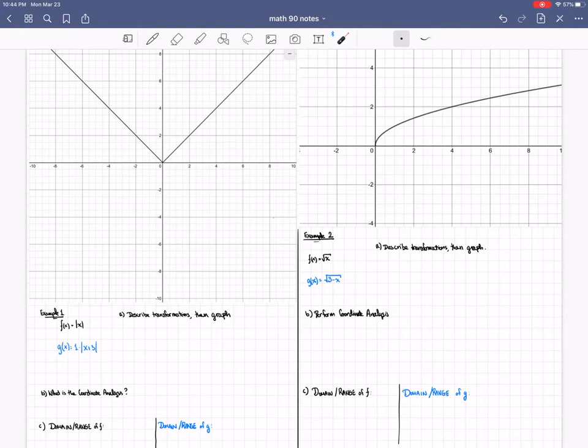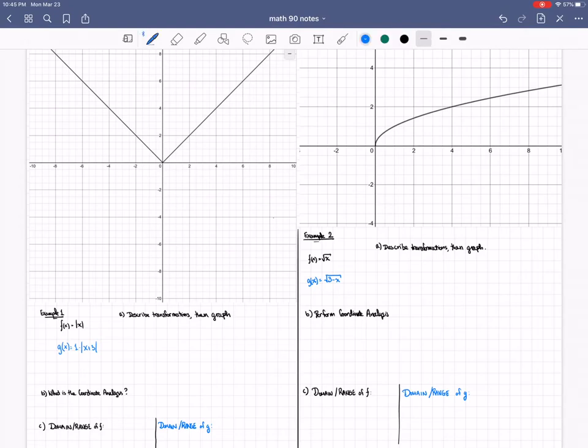But if the inputs are negative, like here with -4, the output is +4, right? Because the absolute value of a negative number is its own opposite. So there is that V shape. So we're kind of used to that being the shape of our graph.